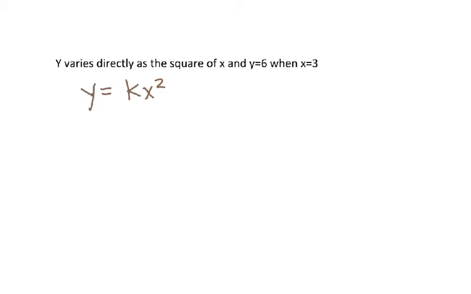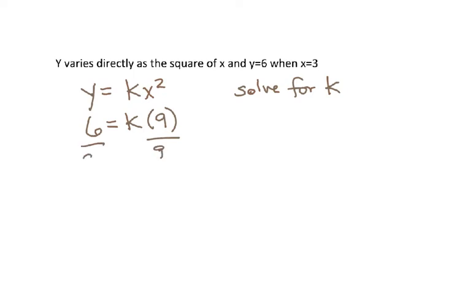Okay, so we want to start by writing that formula for direct variation, and now we're going to solve for k, because that's a number we really need to know. Well, when y equals 6 and x equals 3, so x squared equals 9, we'll get 6 over 9, or 2/3 for k.